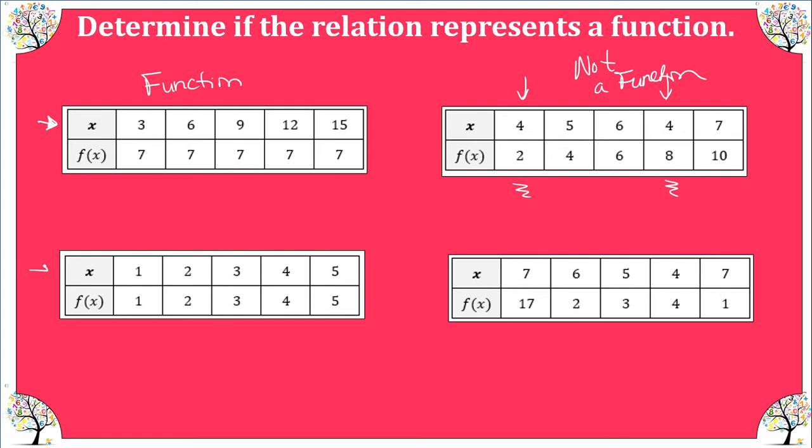We can see our input values. We're checking these. They're all different, so they will all have their own unique output. This is a function. And the last example here, I'm looking just at the x values across. I can see that I have a 7 and another 7, and they have different outputs. So this is not a function.